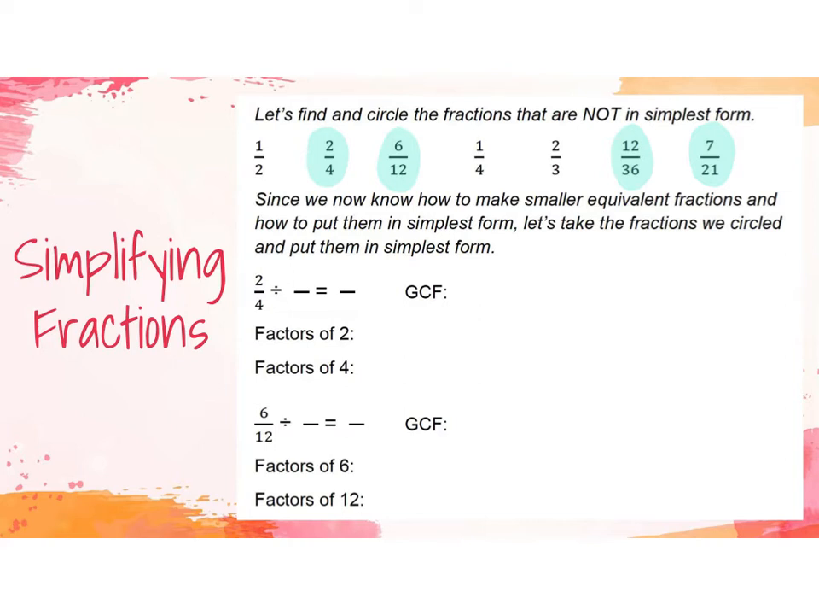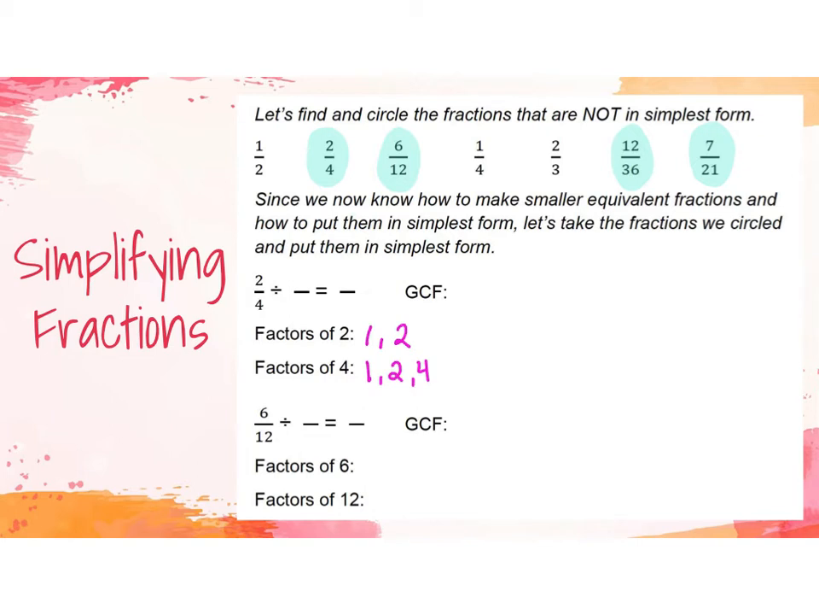We know how to make smaller equivalent fractions and how to put them in simplest form. So let's look at the fractions that we circled and put them all in their simplest form. First, we'll look at the fraction 2/4. First, we'll list all of the factors of 2 and 4. The factors of 2 are 1 times 2 equals 2. And the factors of 4 are 1 times 4 equals 4, and 2 times 2 equals 4.